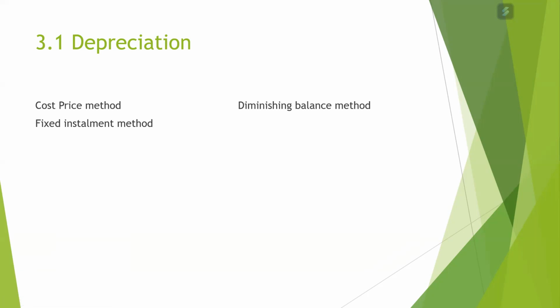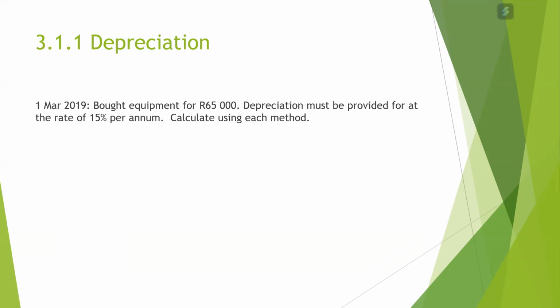So let's have an example. Work it out on an example. So on 1 March 2019, they bought equipment for 65,000. Depreciation must be provided for at the rate of 15% per annum. Calculate using each method. So the one important thing now, you have to know how much it was bought for in order to calculate the depreciation. And then you must also know the rate of the depreciation.